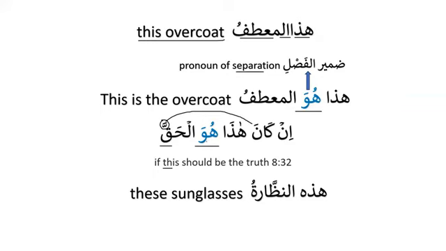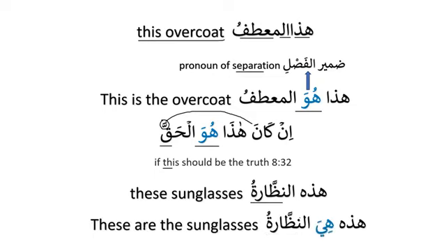Are we going to add huwa? La. No, no way. Why? Because an-nadharatu is feminine, so we will add the pronoun for the feminine. So we will say هذه هي النظارة. You need to be very careful about it. So you have to look at the thing that is being pointed at. So mi'taf is masculine, so for mi'taf we use huwa, and nadharatu is feminine, and for feminine we will use hiya. So this is also something very important that we need to know.